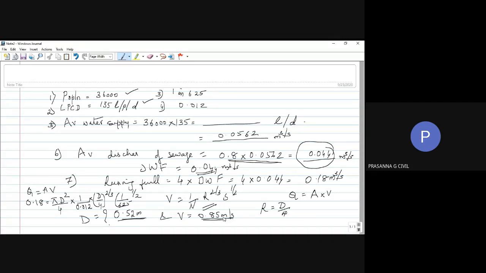Determine the capacity of the sewer, taking maximum velocity of flow as 3 meters per second. Determine the size of the circular sewer.